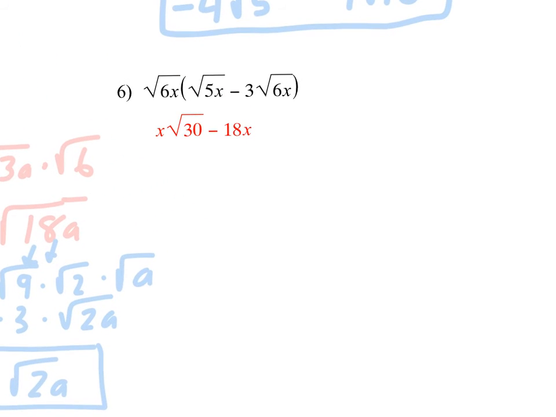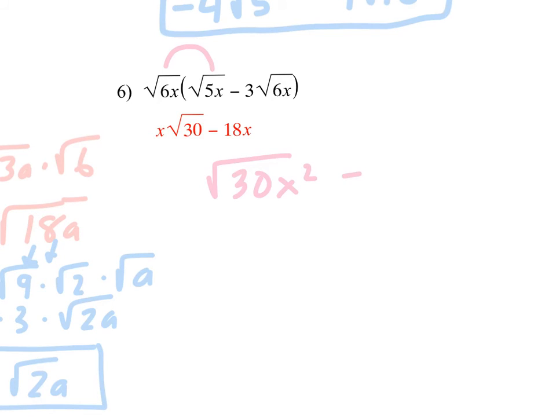Alright, last one. I try not to give you guys too many problems to do on a daily basis, because I know I'm not your only class. So last one here, we have the square root of 6x times the square root of 5x. They are both underneath the root, so you keep the root. 6 times 5 is 30. x times x is x squared.